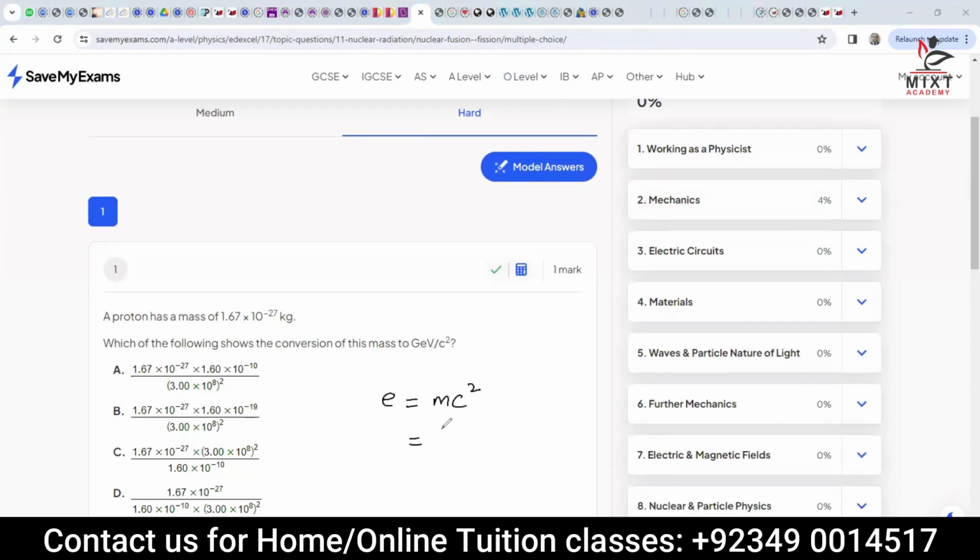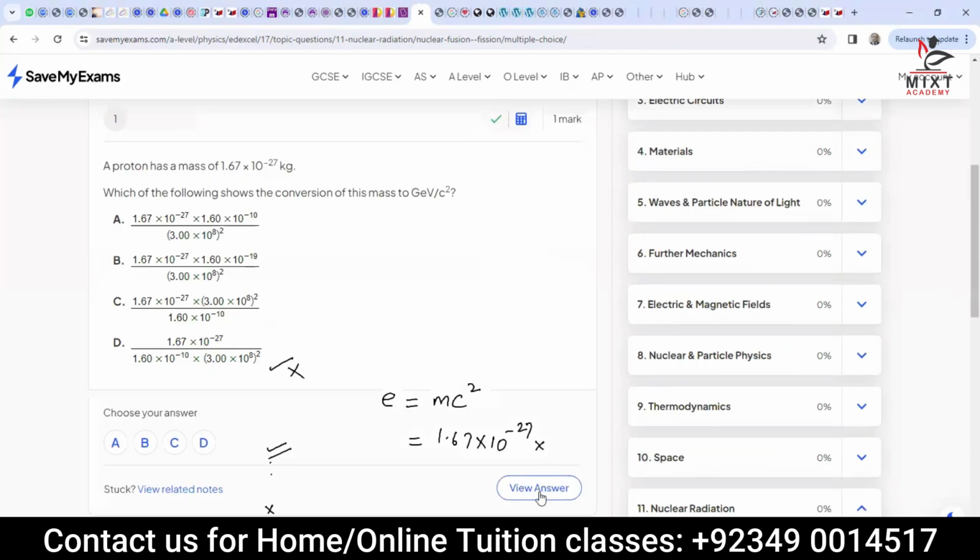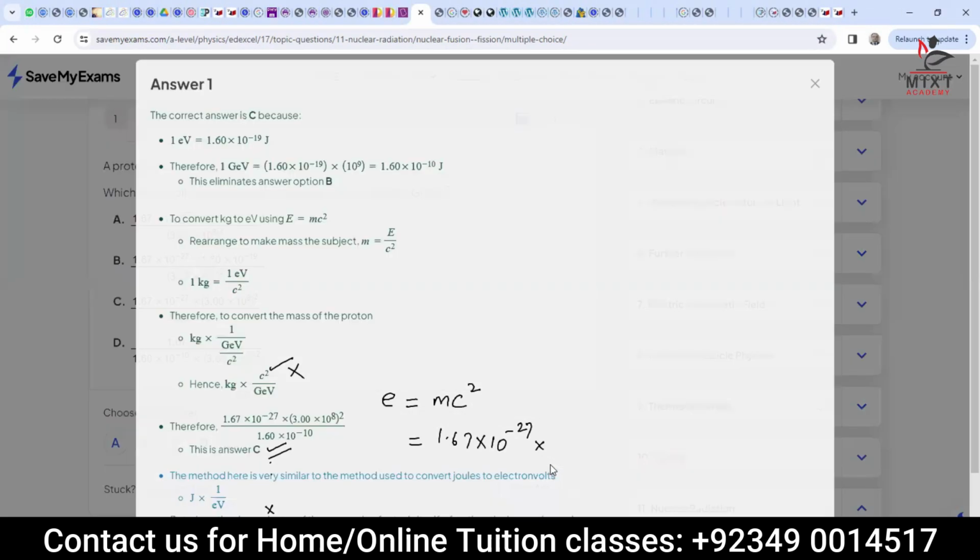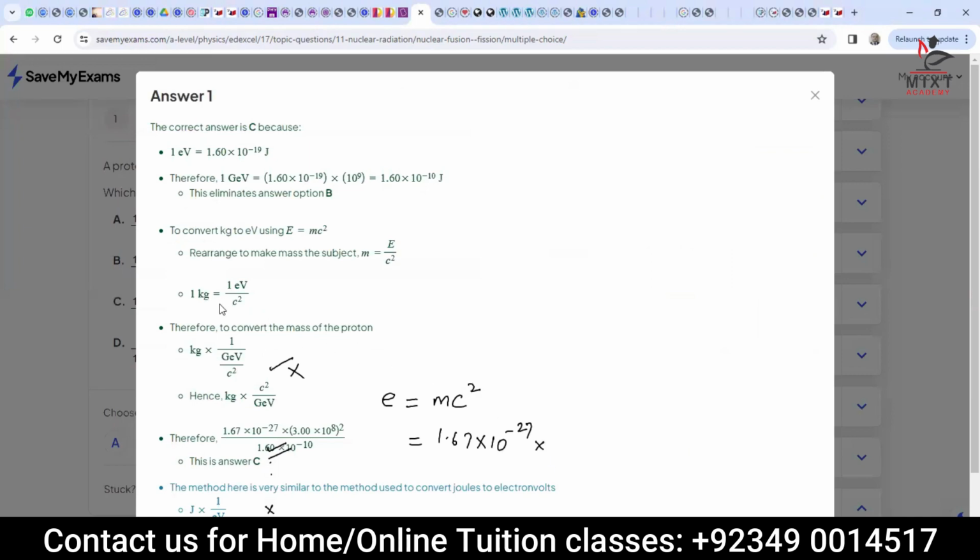Now mass is 1.67 into 10 raised to the power minus 27, multiplied by c squared. So which one is it? That one is not possible because c is in the denominator. That one is also not possible because c is in the denominator. The only one is this, in which c is in the numerator. So definitely this is the one. So the correct answer is C.